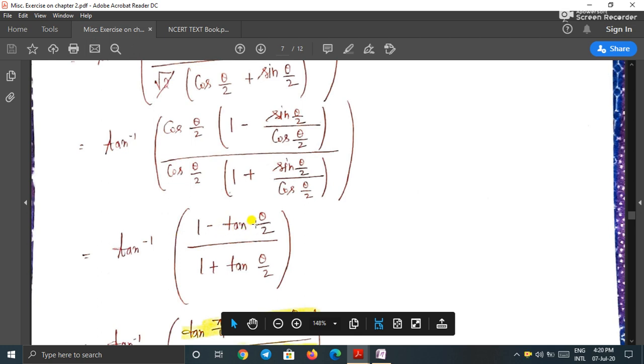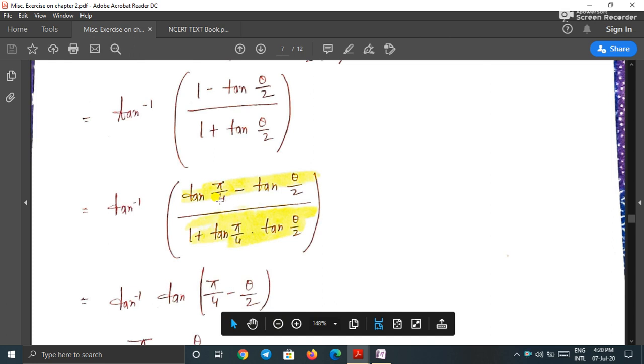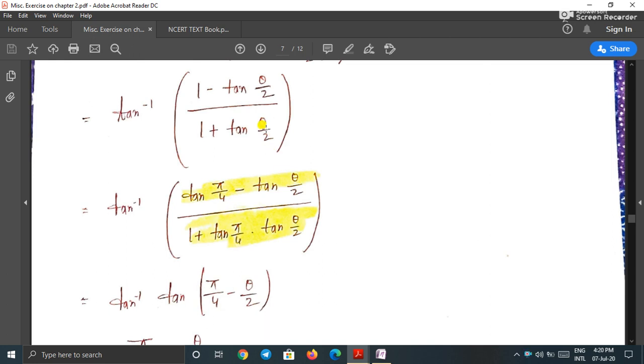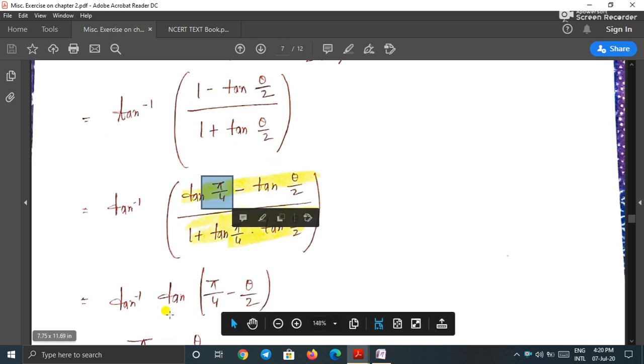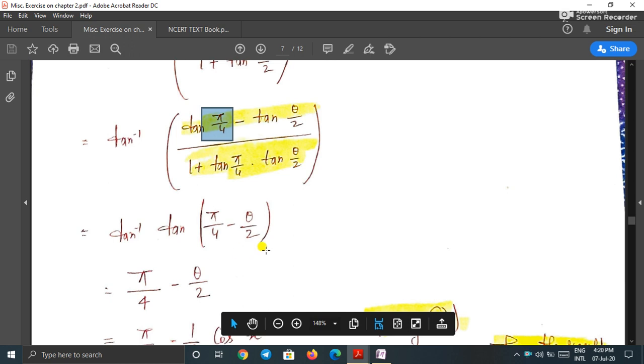So you will get 1 minus tan theta by 2 upon 1 plus tan theta by 2. Now in place of 1 we can also write tan pi by 4, because the value of tan pi by 4 is 1. 1 minus tan theta by 2 upon 1 plus tan theta by 2 can also be written in this manner. Why have I written it this way? Because this is the formula, tan A minus tan B upon 1 plus tan A into tan B. Here the value of A is pi by 4, the value of B is theta by 2. So this is equal to tan of pi by 4 minus theta by 2.